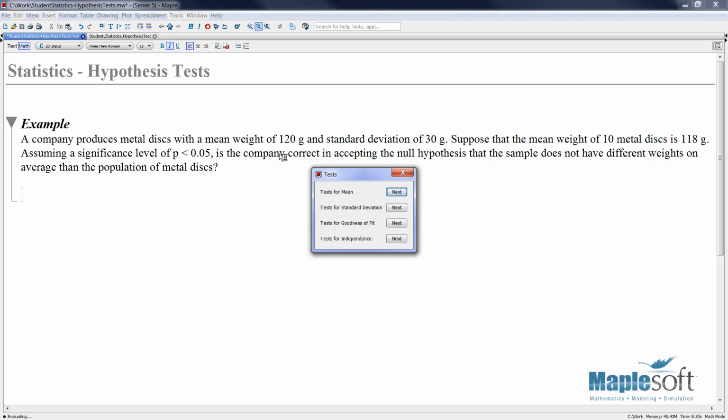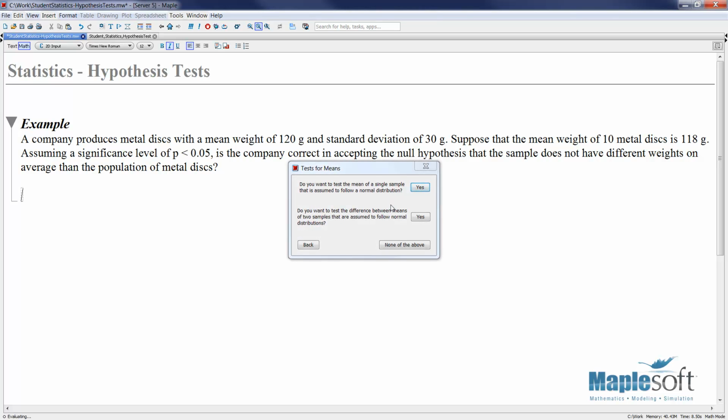Now, if we had a slightly different problem, we might also be looking for things like a test for standard deviation or test of goodness of fit or independence. But in this case, we're going to just click Next on this first one here where it says test for mean. So now we're presented with two more questions. Do you A, want to test the mean of a single sample that is assumed to follow a normal distribution? Or B, do you want to test the difference between means of two samples that are assumed to follow a normal distribution?